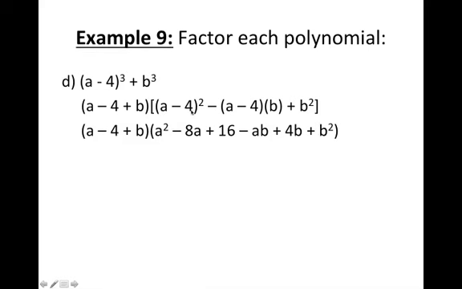Here we're going to have a perfect square trinomial. So a squared minus double the middle, so minus 8a, square the last, plus 16. And then let's see, negative a times b is going to give us negative ab, negative 4, so positive 4 times b gives us plus 4b, and then plus b squared. We don't have any like terms, so we're done.